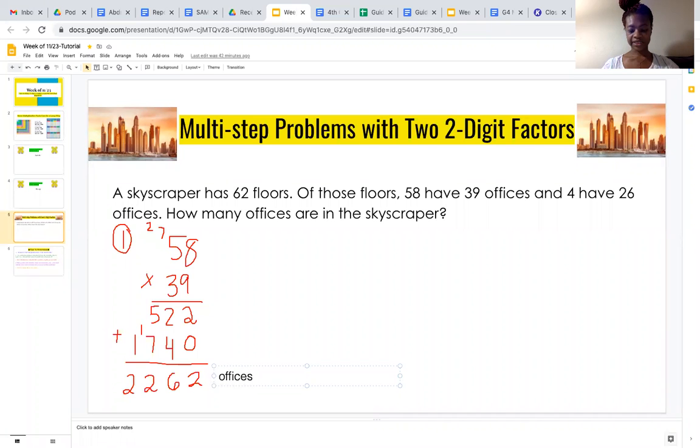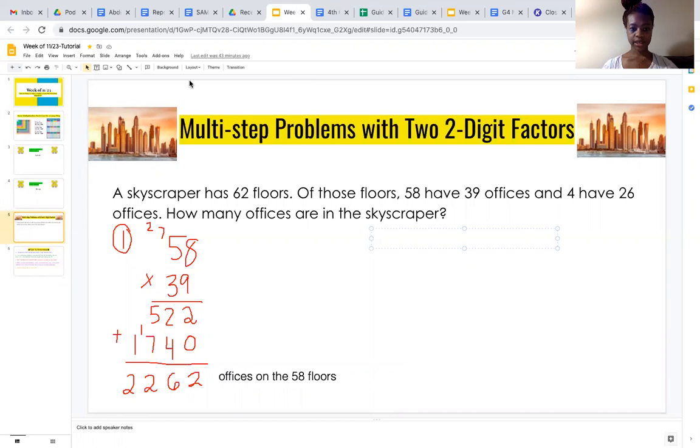So offices on the 58 floors. Okay, so the 58 floors have this many number of offices. We're not done solving the problem. We've just solved part of it. There's another 4 floors that we need to figure out the number of offices for. So we're going to multiply. So here's our second step here.